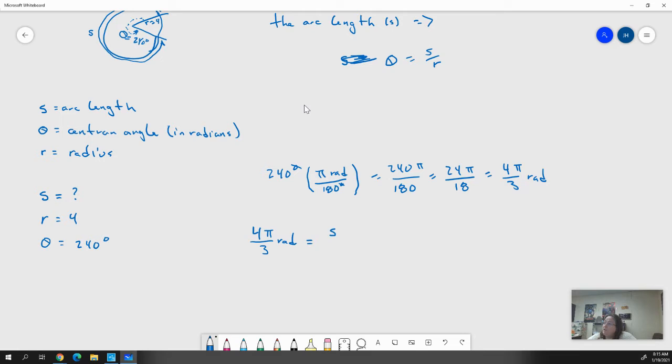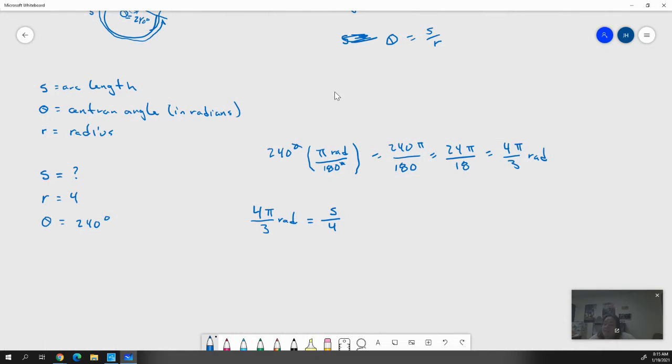We still don't know what S is, over R, which is 4. How would I solve this for S? How do I get S all by itself? Yeah, multiply both sides by 4.